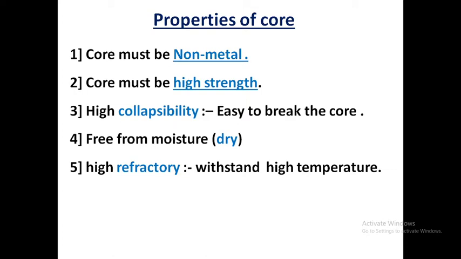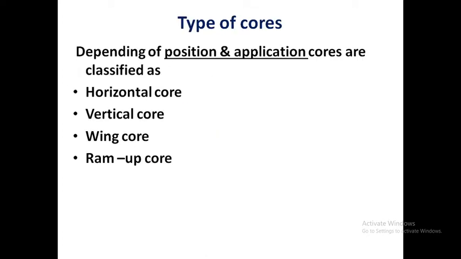Okay, now next we are going to see the types of cores. Depending on the position and the application, the cores are classified as horizontal core, vertical core, wing core, and ram up cores. Okay, all these are based on the position of the cores.